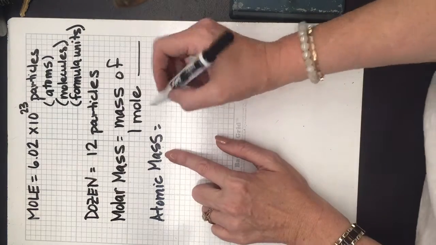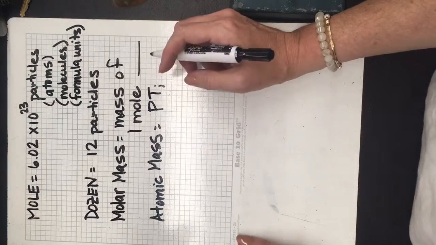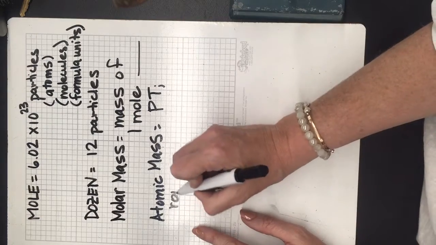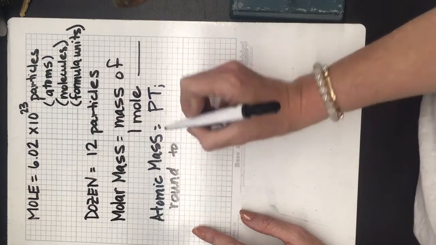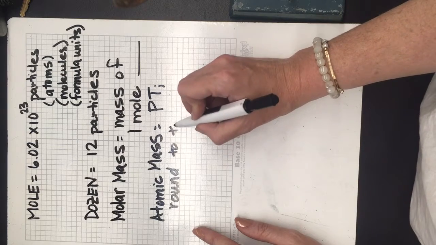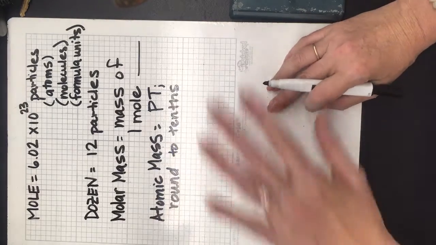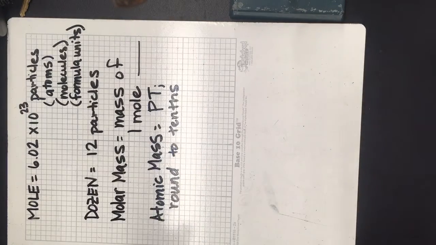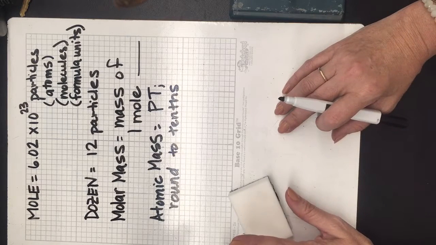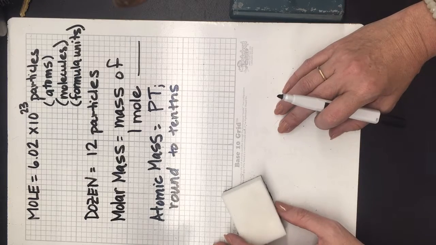So find the atomic mass from the periodic table, and just to keep things simple, we're going to always round our atomic mass to the first decimal place, to the tenths place. We're going to round to the tenths place, and that's just going to help us in our calculation. So those are just some introductory notes for you on what a mole is, what molar mass is, and how we find molar mass.